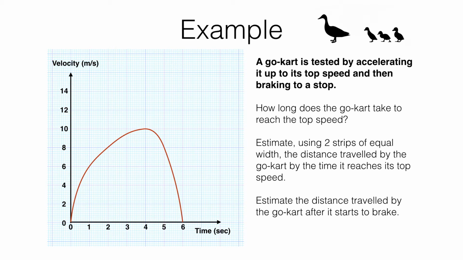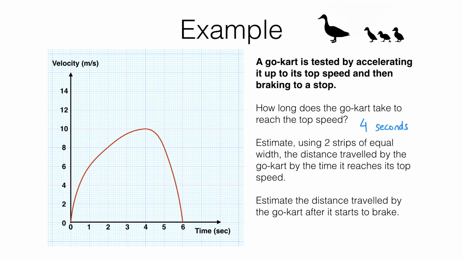So, what is this question about? Well, a go-kart is tested by accelerating up to its top speed and then braking to a stop. Let's start with the first question. How long does the go-kart take to reach the top speed? The highest speed reached here is 10 meters per second. And that happens 4 seconds after the kart starts accelerating. So the answer is 4 seconds.